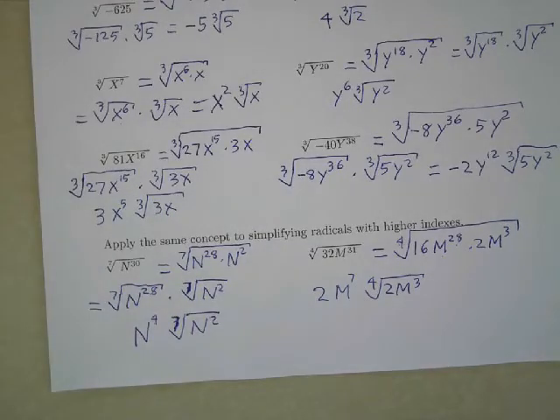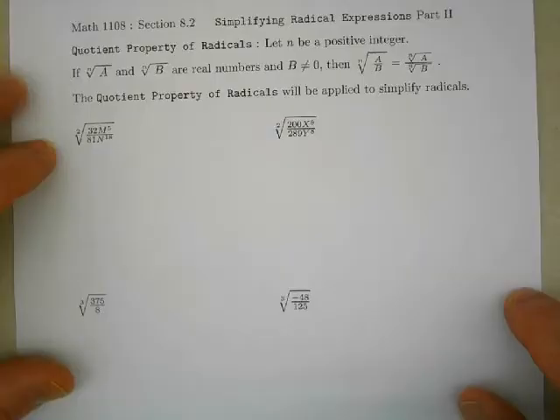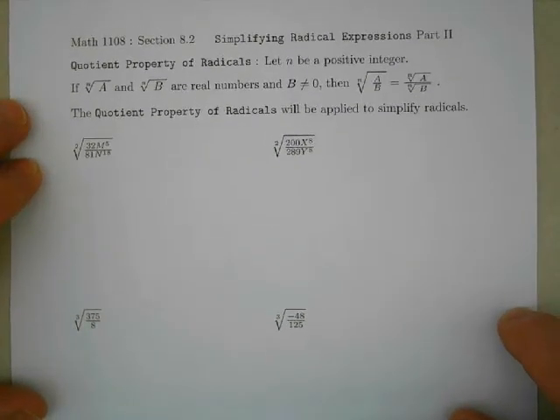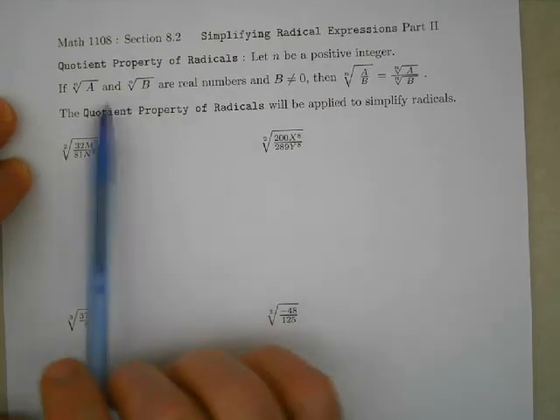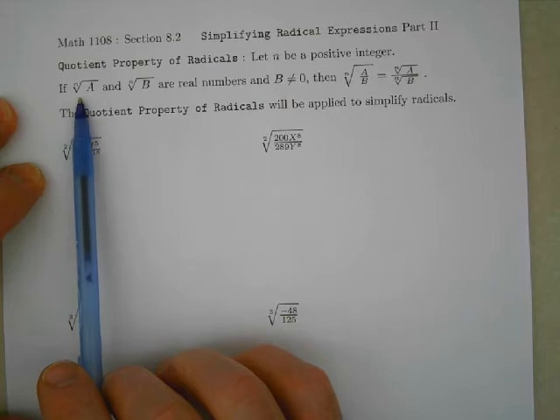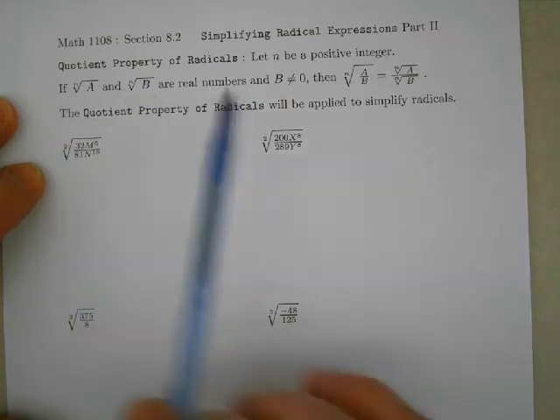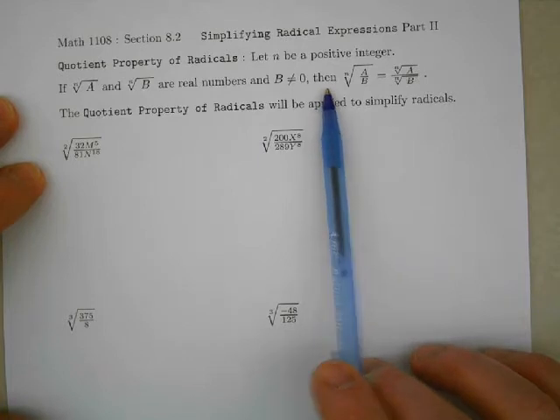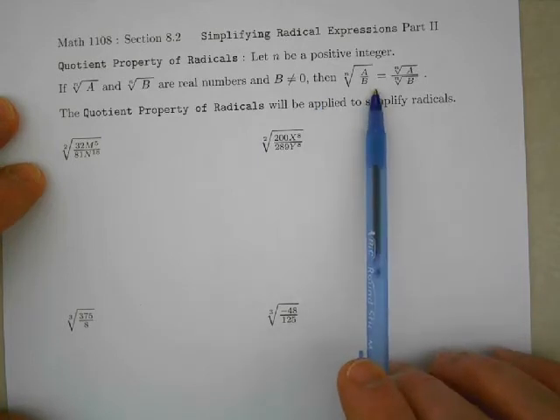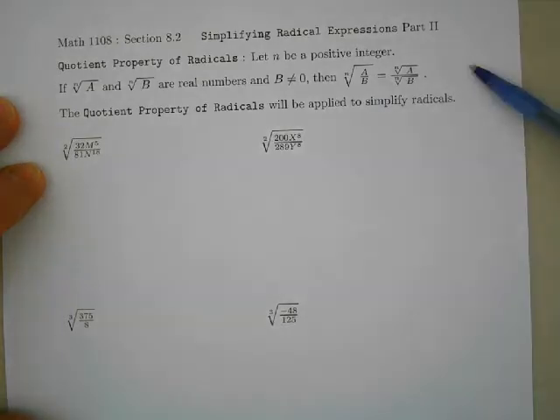Okay, now we'll start talking about the quotient property of radicals. Okay, the quotient property of radicals. Let n be a positive integer. If the nth root of a and the nth root of b are real numbers and b is not equal to 0, then the nth root of a divided by b is equal to the nth root of a divided by the nth root of b.